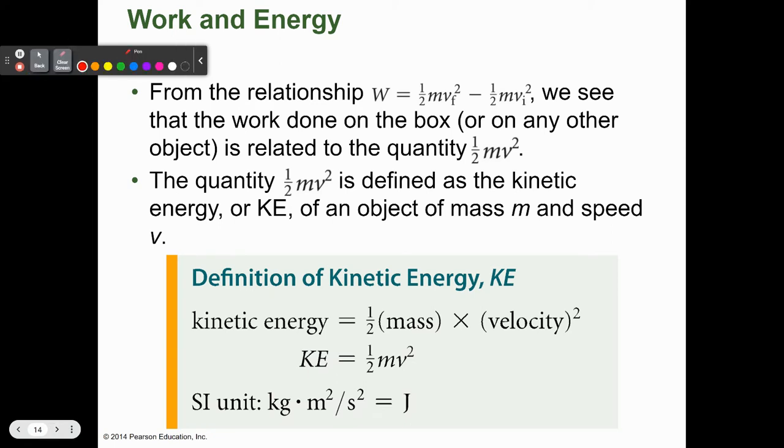So from this relationship, work is equal to 1/2 mvf squared minus 1/2 mvi squared. We see that work done on the box is related to this quantity, 1/2 mv squared. So now we can relate that to kinetic energy. That quantity, 1/2 mv squared, is the kinetic energy of the object. So we can say that work is equal to a change in the kinetic energy of the object, because kinetic energy is 1/2 mv squared.